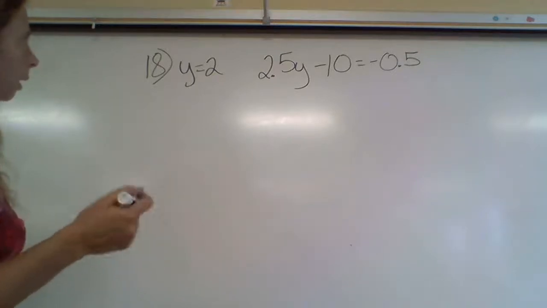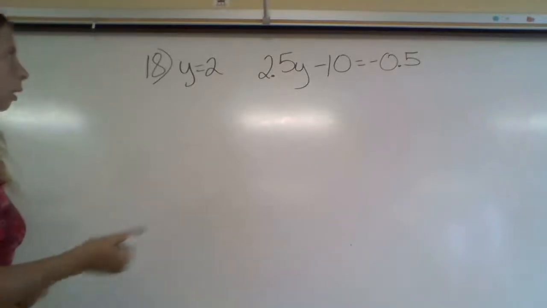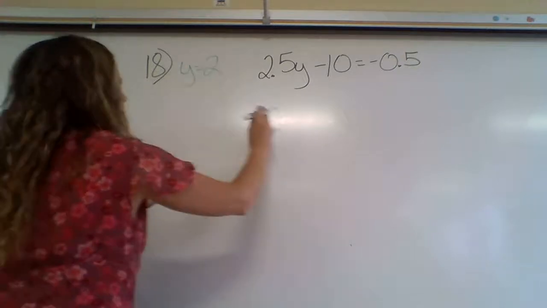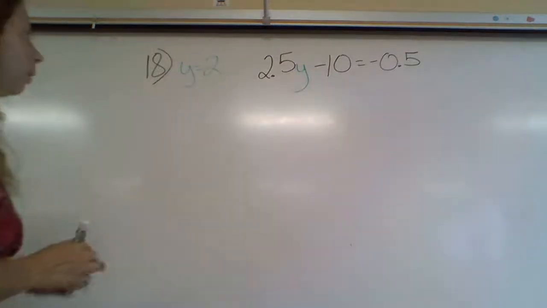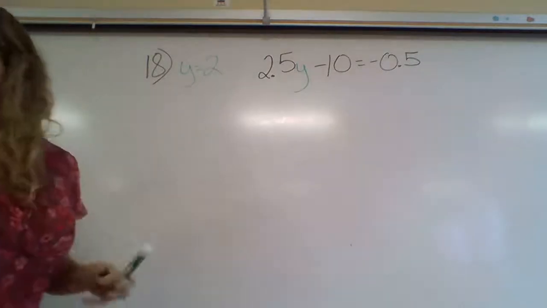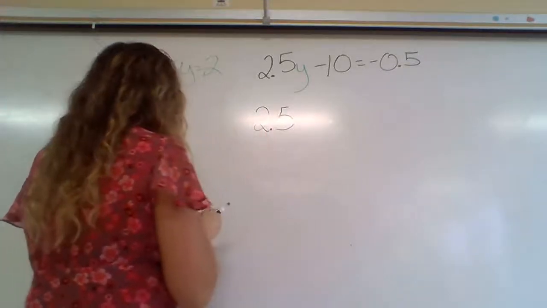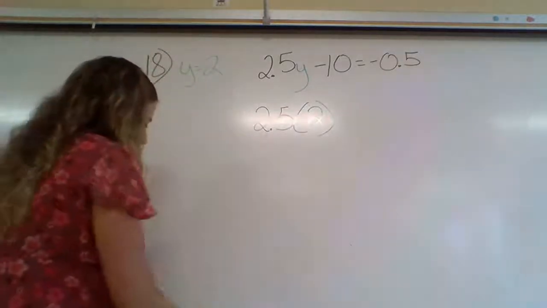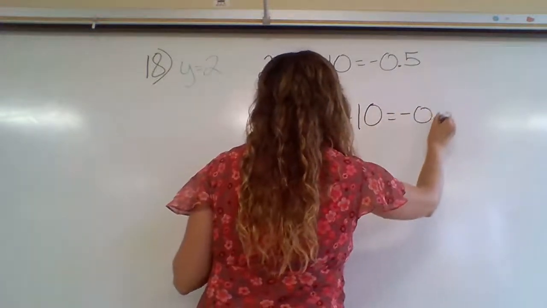It doesn't matter what the variable is. You're still just going to substitute it in. Here, should I color code it? We'll make y green. Y equals 2. Remember, you're going to rewrite everything except you're substituting in 2 for y. So I have 2.5 times 2, and then rewrite everything else. Minus 10 equals negative 0.5.